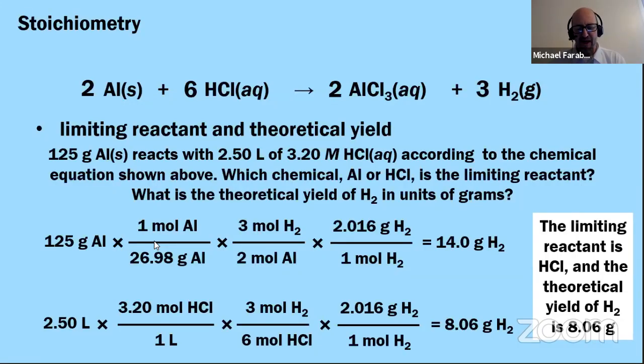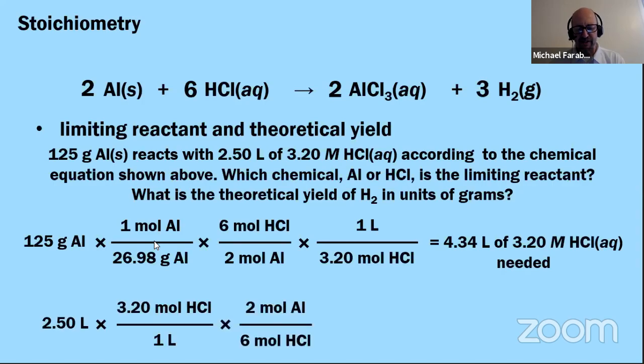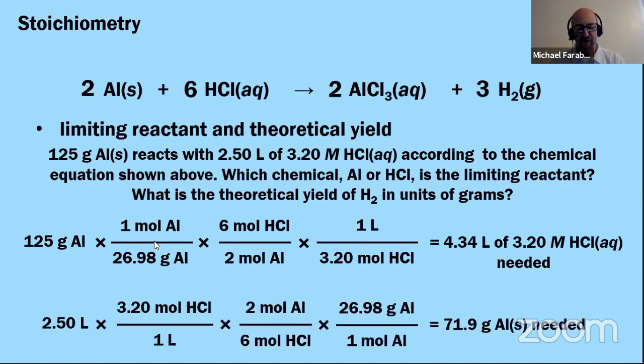If instead they ask you for the theoretical yield of hydrogen, you still have to convert all of the hydrochloric acid into hydrogen. So I feel like the first method kind of accomplishes both of those at the same time. It tells you the limiting reactant and it gives you simultaneously the theoretical yield.